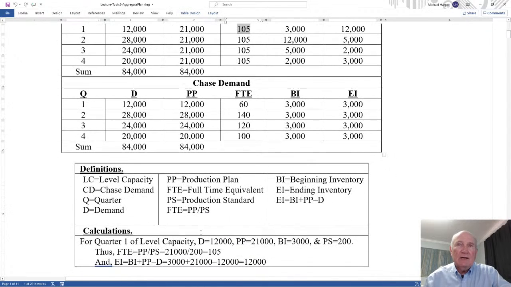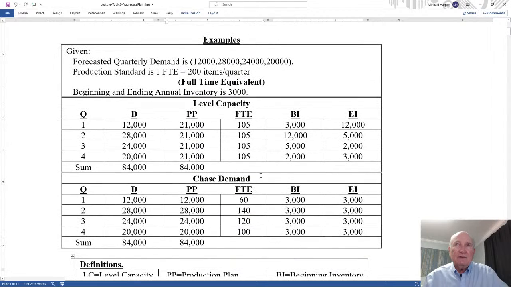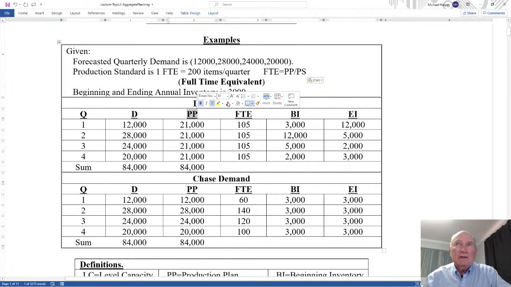And down here, I have the actual equation. The FTE equals production plan divided by the production standard. Okay, and I'll put that up here. The FTE equals a production plan, PP, divided by the production standard of 200.